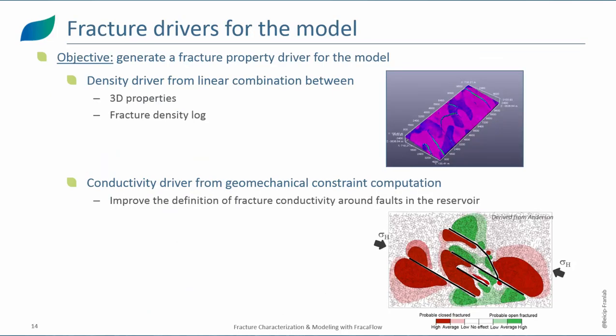You then have dedicated tools for calculating drivers in order to constrain our model. The first tool is using a discriminant analysis in order to compute a driver that will be used in the modeling step. You select different 3D properties of your choice, and then you're going to find correlation coefficients in order to find a combination between the fracture density log and different 3D properties. Another type of driver computation could be extracted from geomechanical constraint computation.